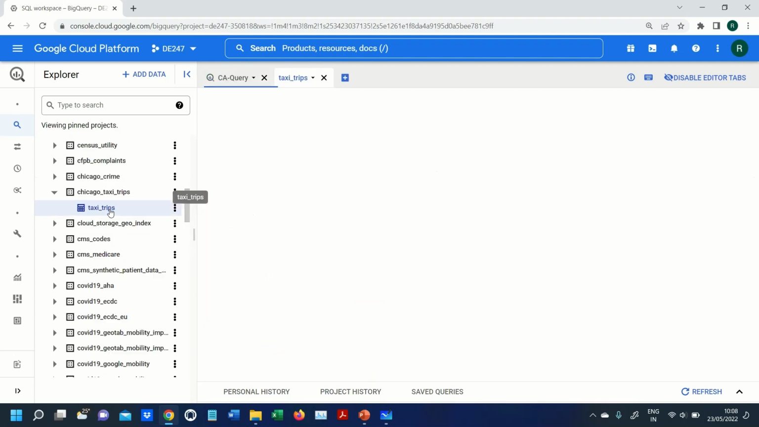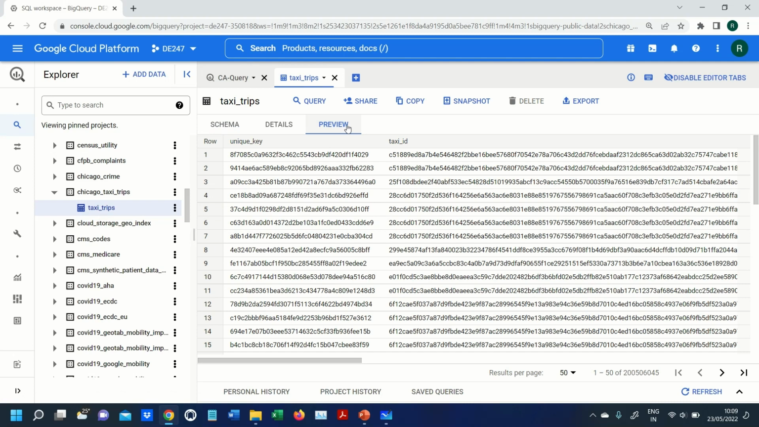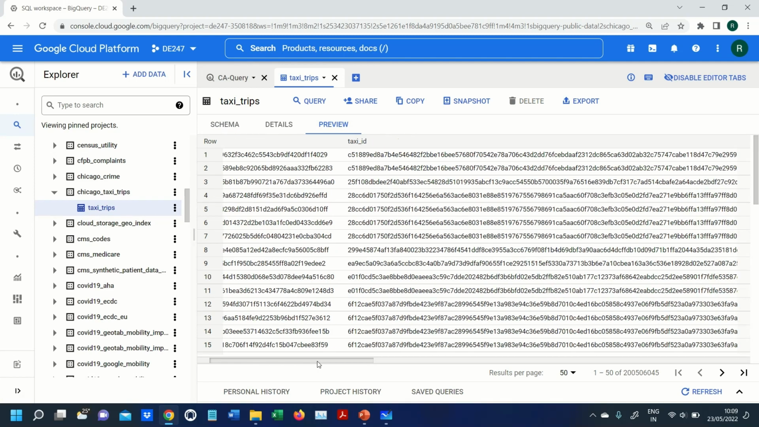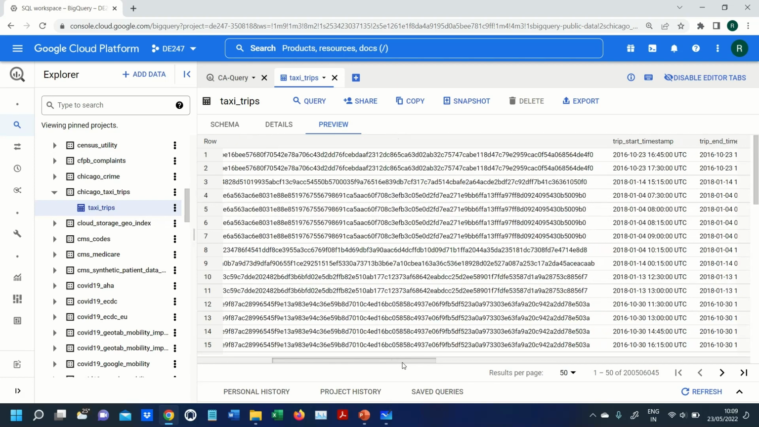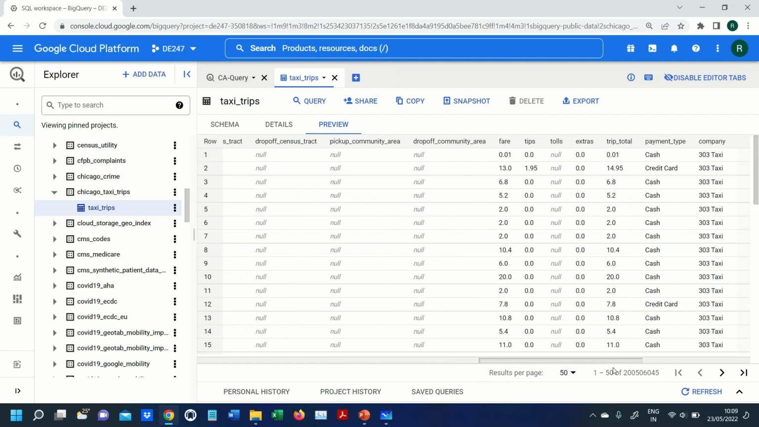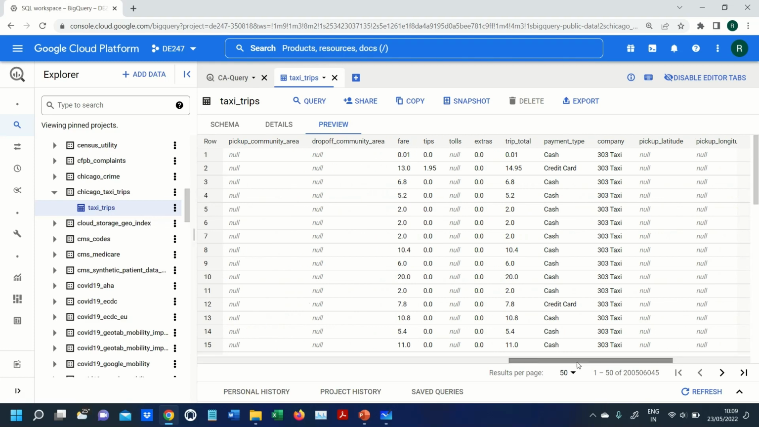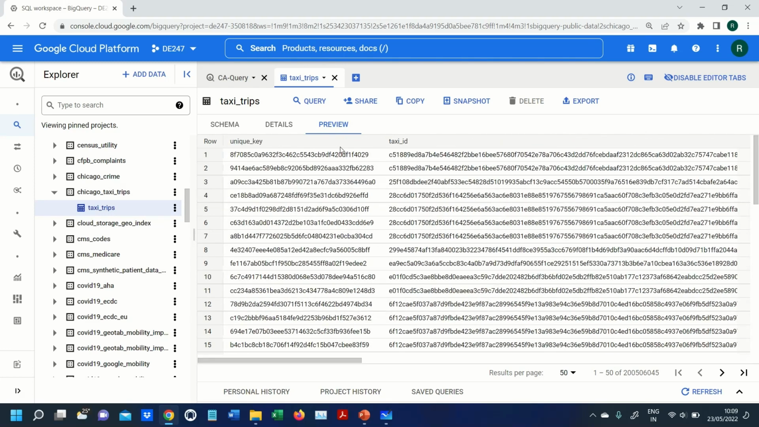Let me see this. Okay, so there is some data available here. This comprises several fields with respect to one particular taxi booking. There is a unique key, the taxi ID, the start time of the trip, and time in trip seconds, and so much information available about a particular trip for several days.